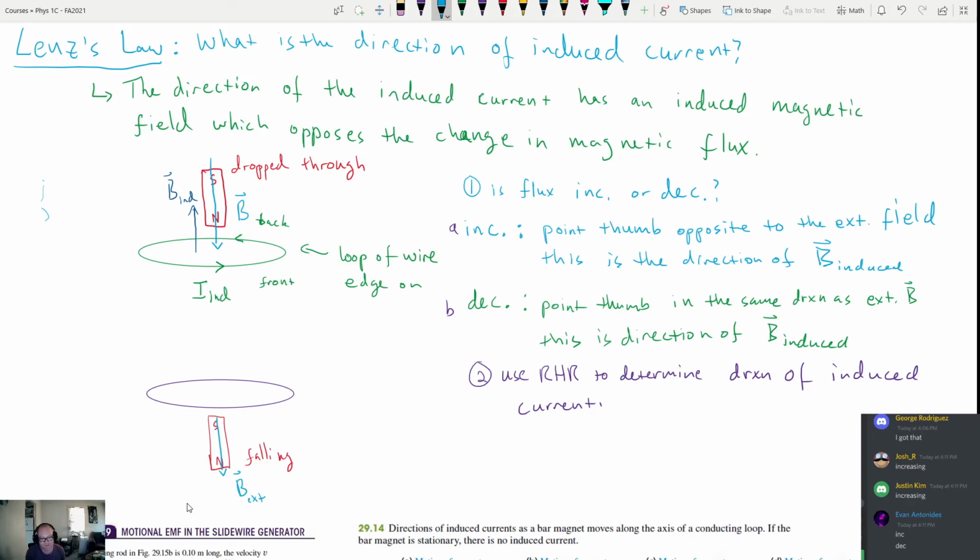What do you think? Is the flux increasing or decreasing in this case? It's decreasing. When the flux decreases, we look at this rule right here. Point your thumb in the same direction as the external magnetic field. This is the direction of B induced. Okay, so B external is this way, B induced, same direction, right? So let's draw that on our picture here. So this is going to be B induced. I'm just going to write over here on the left. This was, we said, increasing flux, and this one's going to be the decreasing flux example. Okay, so B induced points in that direction, and now we just point our thumb that way, swing our fingers around. That's the direction of the current. So now the direction of the induced current in this case goes this way, opposite.